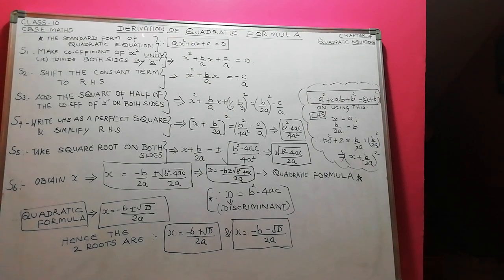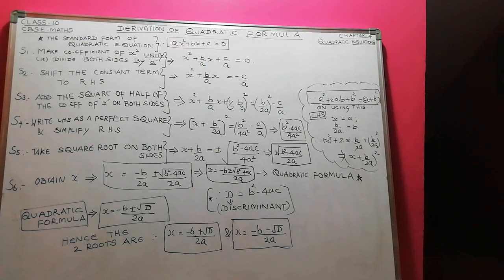Before we step into the procedure for generating the quadratic formula, we have to recall the standard form of the quadratic equation. What is the standard form? That is ax squared plus bx plus c equal to 0, where a not equal to 0 and a, b, c are real numbers. What is the first step? Make the coefficient of x squared unity. The coefficient of x squared is a, so you have to make it 1.